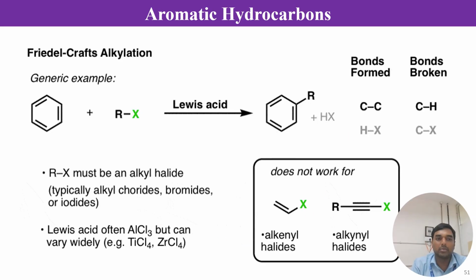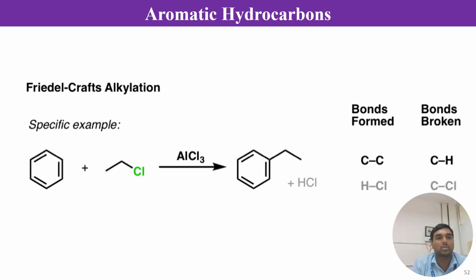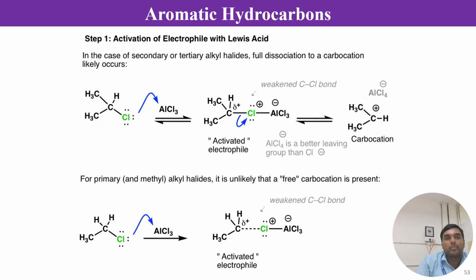Similarly, you can have Lewis acids like TiCl4, zirconium chloride, ferric chloride, and you can also use those. So if you want to prepare ethyl benzene, you can use ethyl chloride and aluminum chloride, so you can get that ethyl benzene.